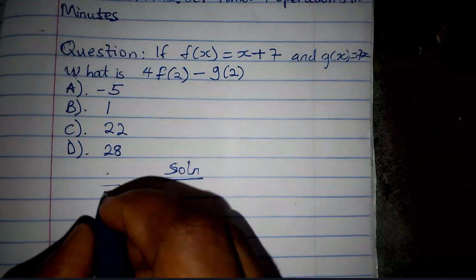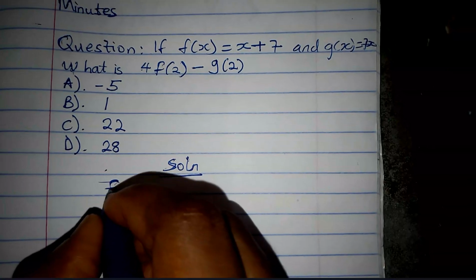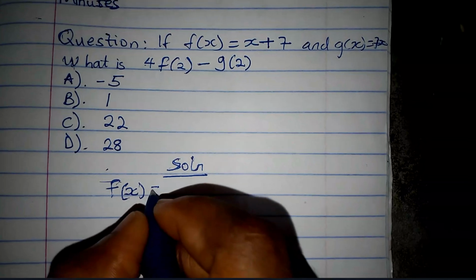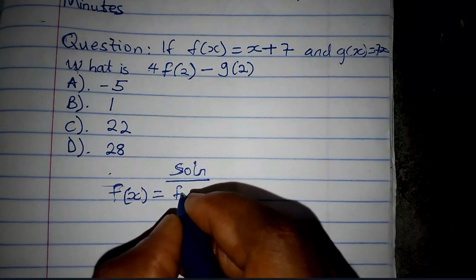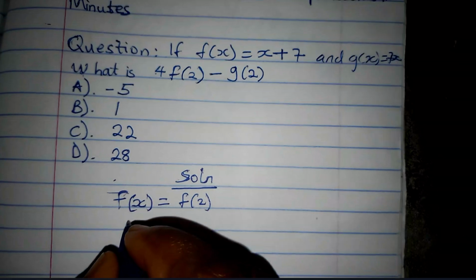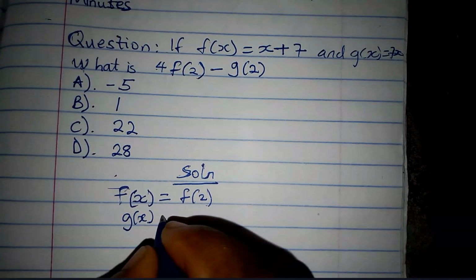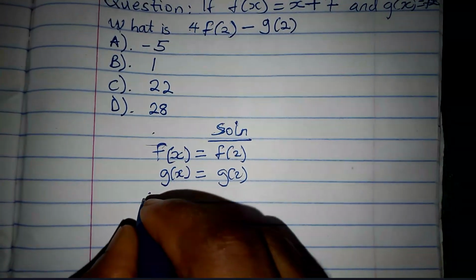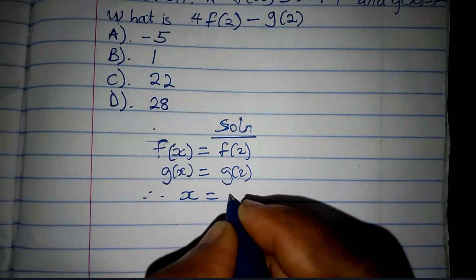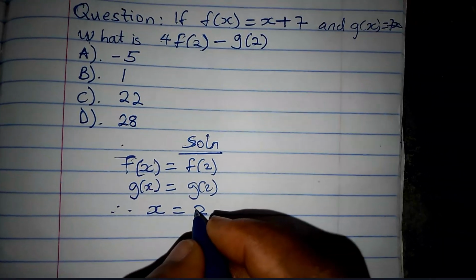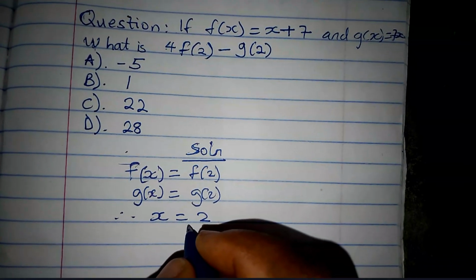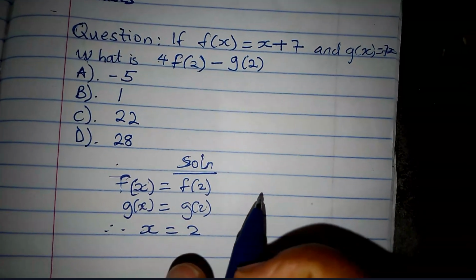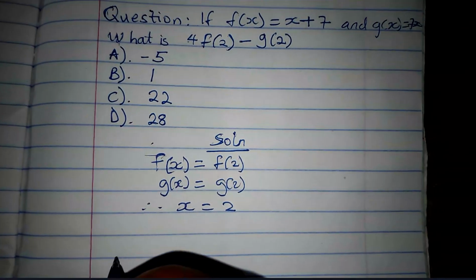So when f(x) is equal to f(2), g(x) is also equal to g(2), right? Therefore we can deduce that x is equal to 2. That said, we know what to do next. If x is equal to 2, we're just going to replace the x variable in the two equations given to us, f(x) and g(x), with 2, right? That's what we're going to do next.